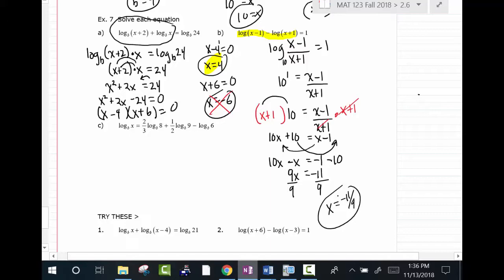Now we're going to have a problem with this. This is one of the things you have to pay attention to on these problems. When you're solving a log equation, don't just stop.